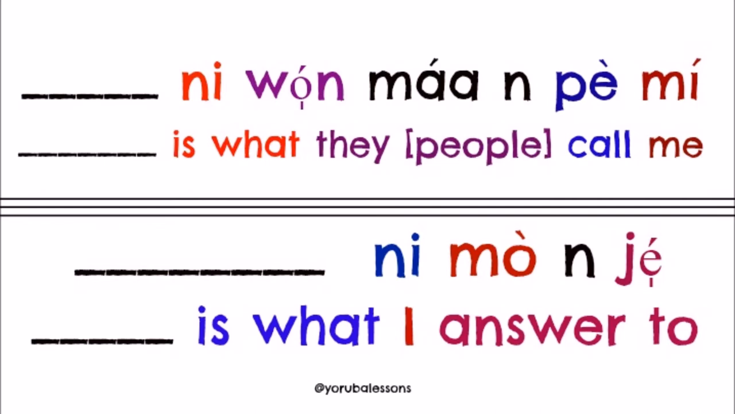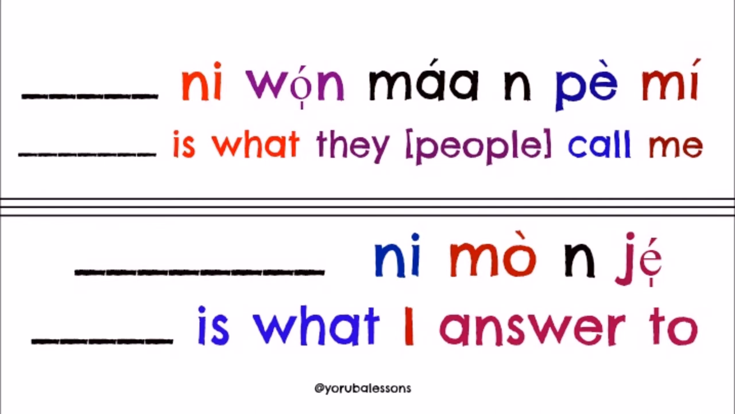Won ma npe mi ni Baba 70. Won ma npe mi, or Baba 70 ni won ma npe mi. Dash is what they call me, or they call me Dash. Also, if you want to say Dash is what I answer to, it could be your name, it could be your nickname. That's why this style is good.